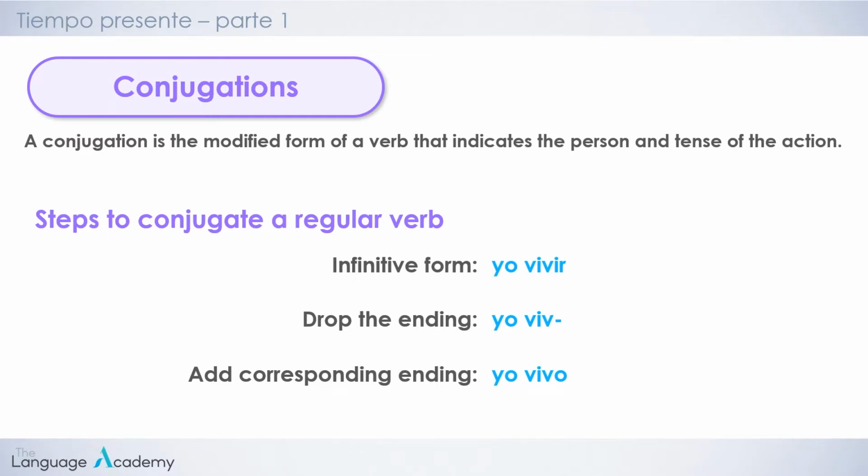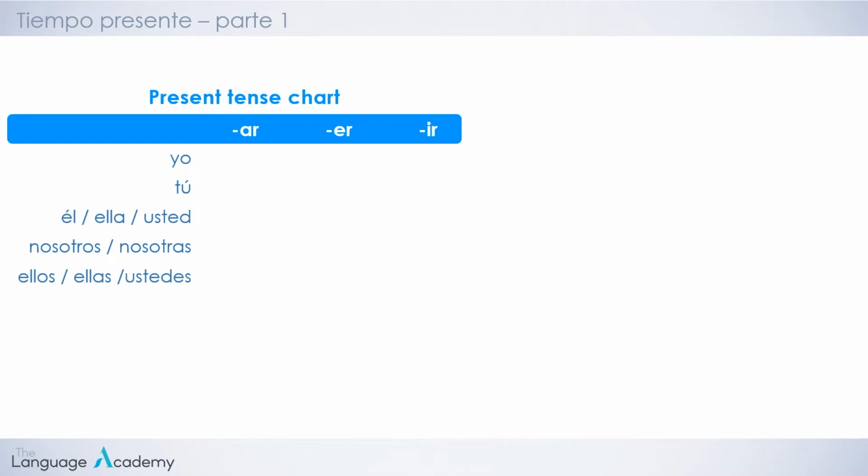In order to know what is the corresponding ending, we have this present tense chart, where you have the people that can be doing the action and the possible verb endings. For yo, it's very easy to conjugate. You just need to drop this ending and use o instead. We have these examples here. Hablar, meaning to speak. Aprender, to learn. And vivir, to live. All of them are in the infinitive form.